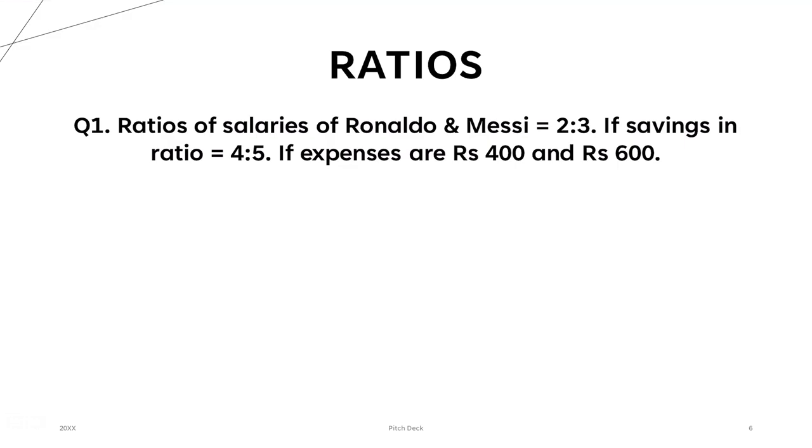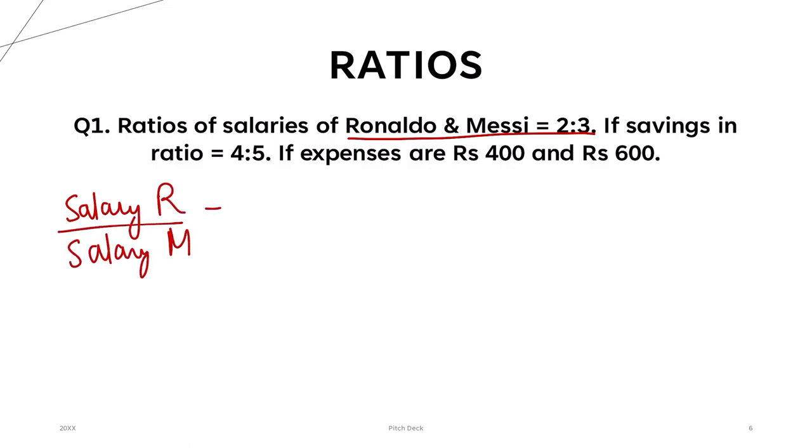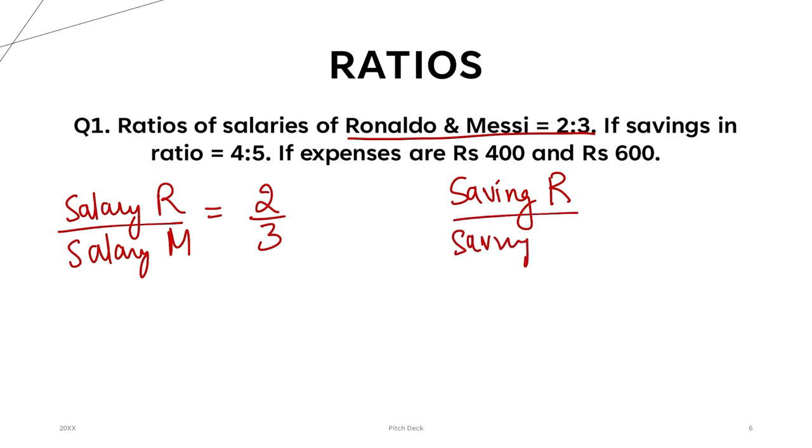This example is given to you. The ratio of salaries of Ronaldo and Messi is 2:3. Salary ratio means the salary of Ronaldo divided by the salary of Messi is 2 by 3. This is clear, I hope. If savings are in the ratio 4:5, it means the savings of Ronaldo by the savings of Messi is 4 by 5.